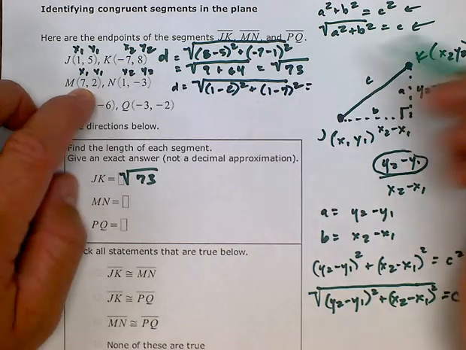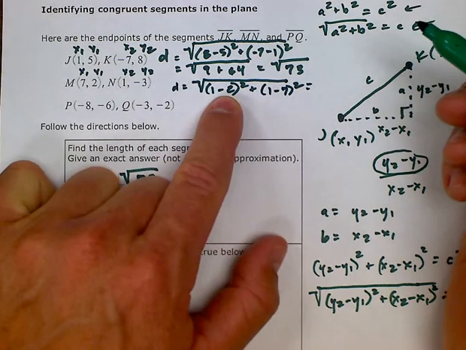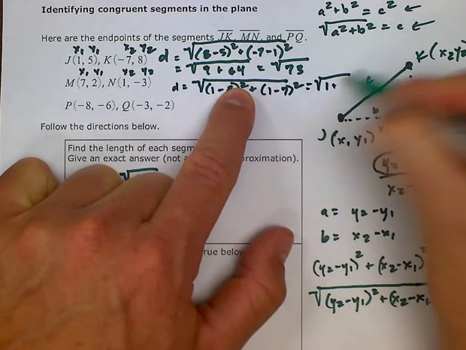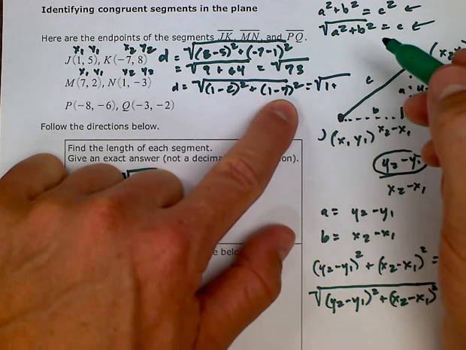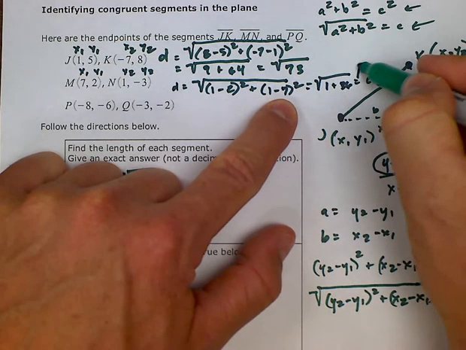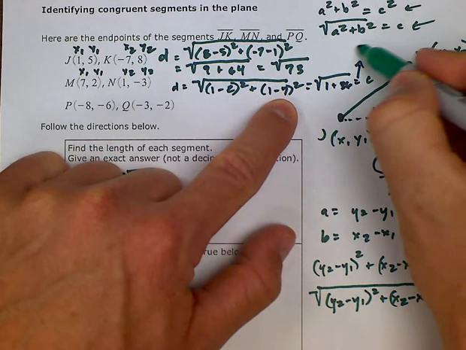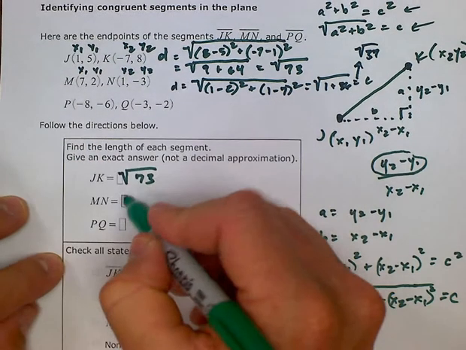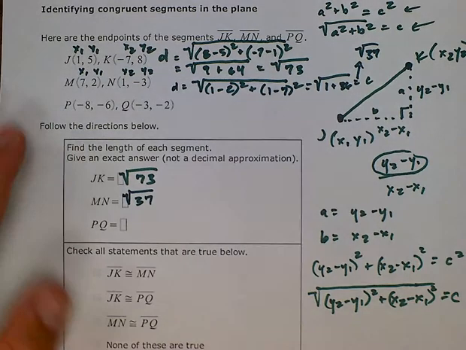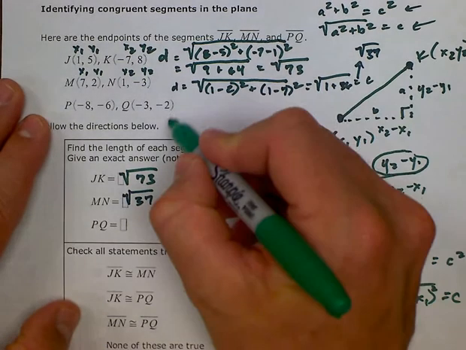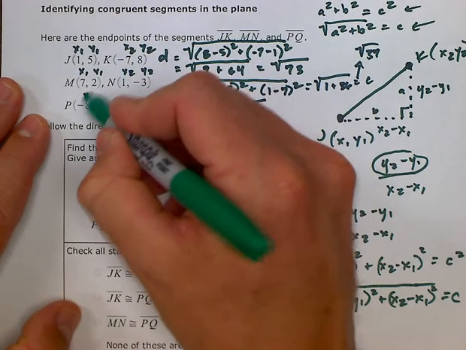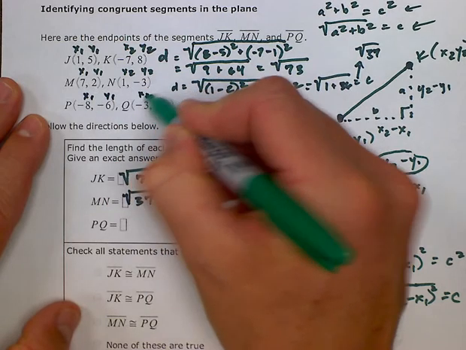That is equal to 1 minus 2 is negative 1 squared is just 1. And 1 minus 7 is a negative 6 squared is equal to 36. So we have here the square root of 37. And finally, PQ, we'll plug these numbers in. Distance is equal to, we'll go ahead and label x1, y1, and x2, y2.